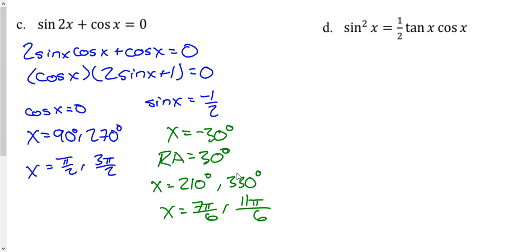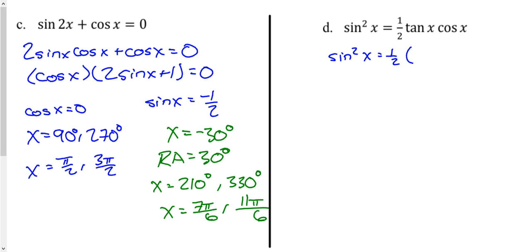There we have it. On this next example here, example D, we have sine squared x equals 1/2 tan x cos x. So we have a bit of every function right in here. So let's try to rewrite it so that we only have one function. First things first, I'm going to get rid of that tangent. I'm not going to really do anything on the left here, so I'm just going to leave that as sine squared x. This is equal to 1/2. Tangent is the same thing as saying sine over cos, so I'm going to go sine x over cos x. That's all multiplied by cos x still.